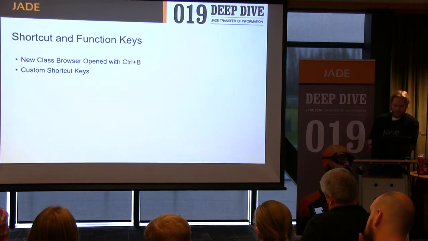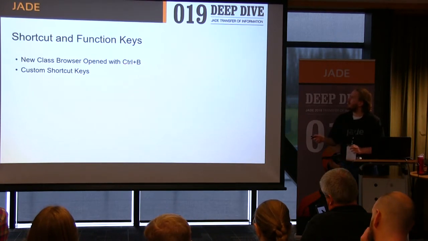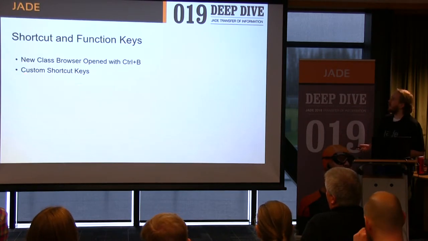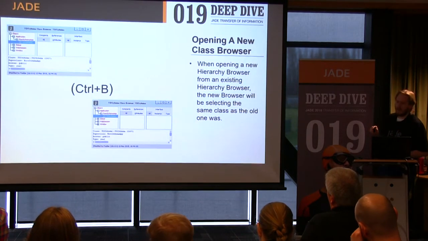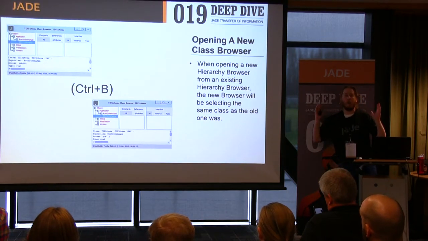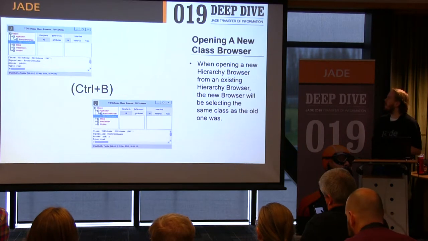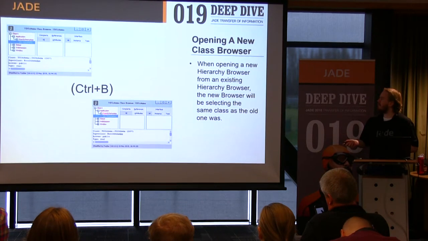Cool. Now, we've got a couple of extra changes to shortcut and function keys. One of them is a little bit of a change of behavior when you're using Control B for opening a class hierarchy browser. And one of them is custom shortcut keys. So first of all, this is specifically in the case you have a class hierarchy browser open already. And with that selected, you go Control B to open a new one. What it's going to do is that new browser is going to have the same class selected as you had in your old one.